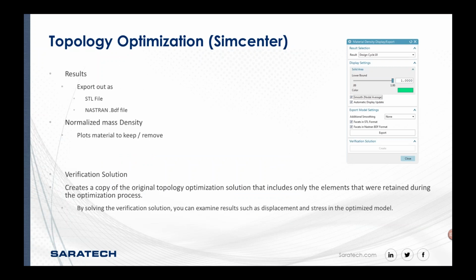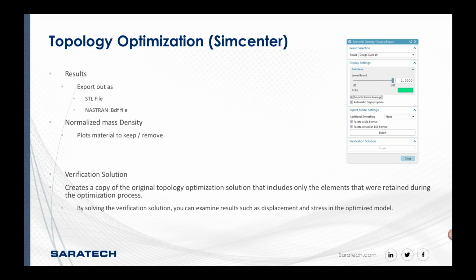Now, after you solve your solution, you get output. So from here, the results, what we can do with our results is we can get out an STL file, and we can also get out an Astran BDF file. So these are important informations that you can use to continue to design. So maybe you want to make changes to the leftover elements, or you want to use the geometry based on the STL file to make changes to your other, your original geometry. You can compare it to the STL file and make changes, to continue to design.